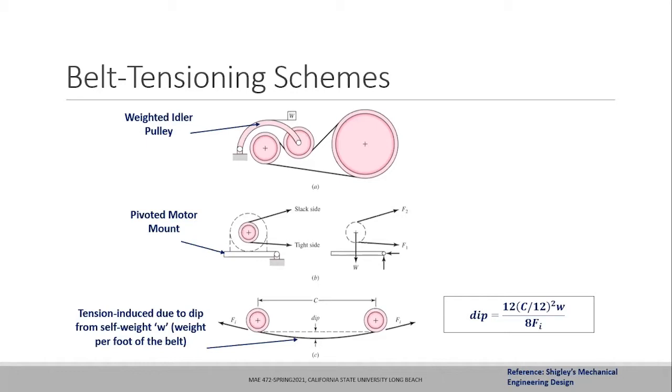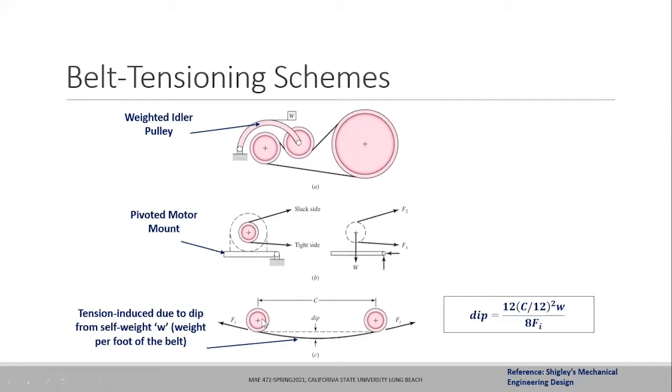Okay, if not, the last part is about having larger center distances, where the self weight of the belt itself will cause a dip here. The dip is the vertical distance between the horizontal straight line connecting these two points and the actual surface of the belt. Here the weight per unit length of the belt will define how much the dip would be.